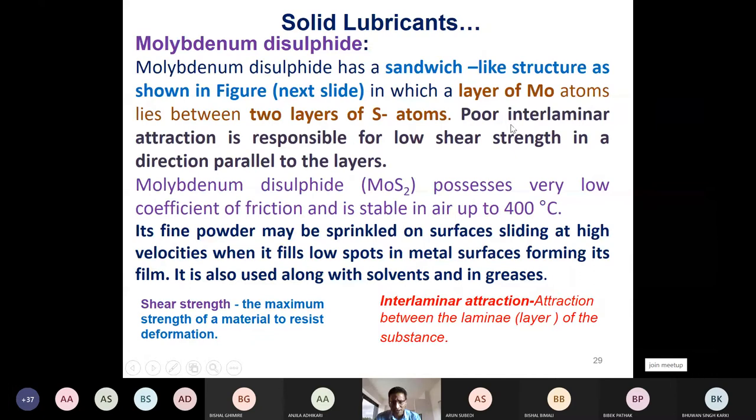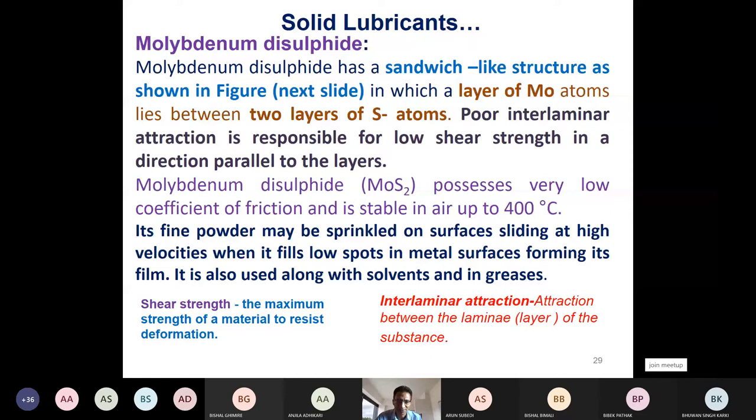And poor intralaminar attraction is responsible for low shear strains. Shear strain is in the direction parallel to the layers. This means the maximum strain the material can take to resist deformation. Deformation is a change in shape and size. The interaction between two laminae is very poor, and that is responsible for low shear strain in the direction parallel to the layers.